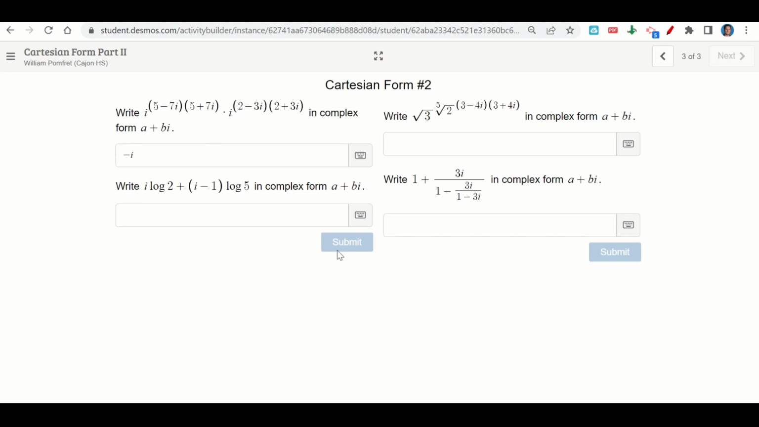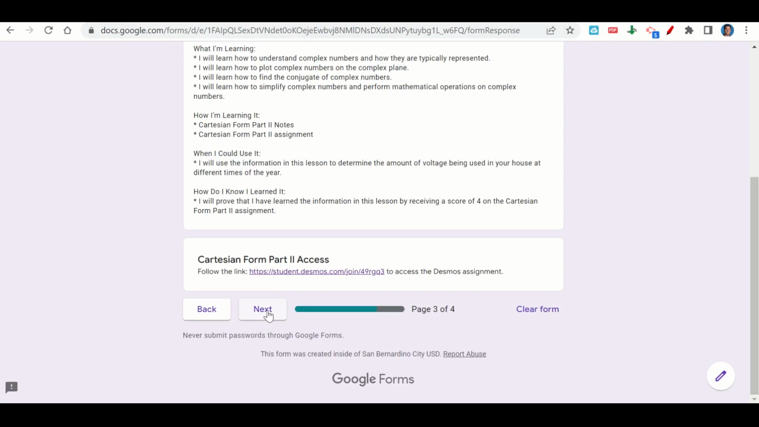So you'll go ahead and answer each of these. Once you finish, you'll go back to your Google form and click next. This will take you to your before you go. Go ahead and fill out your before you go and then submit your work on Google Classroom.